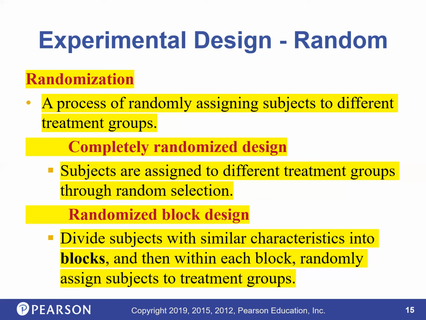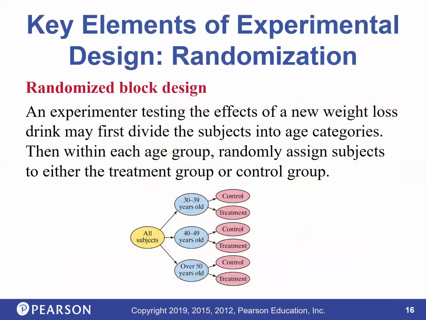So random block design, an example from the textbook. Here it is. An experimenter was trying to figure out the effects of a new weight loss drink. Again, don't need to write this down. Just let's talk about it. And so instead of just randomly picking everybody, this company decided, what we're going to do is just differentiate them between ages, right?